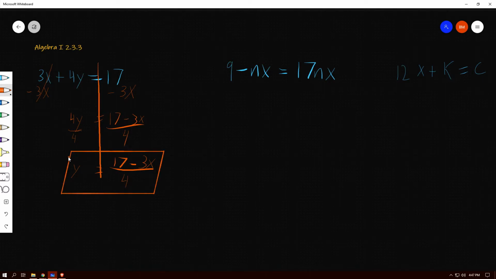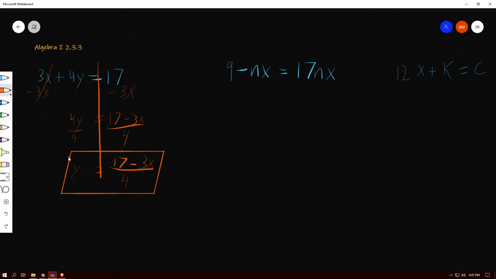Notice that was ugly. It's not a single number. You don't get an x equals 4 here. You have y equals 17 minus 3x divided by 4. That's not exactly appealing or appetizing, but it's okay. Not every answer has to be pretty or smooth or even an integer. We're going to have variables in our answers, and that's okay, as long as we can accept that.